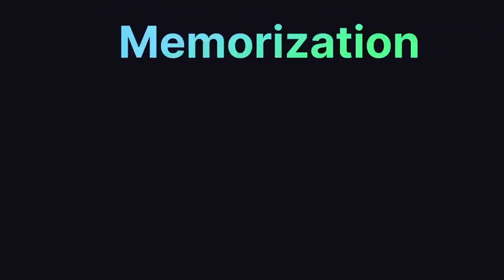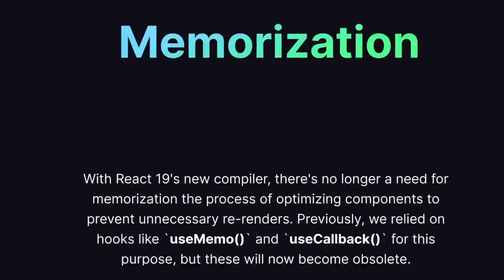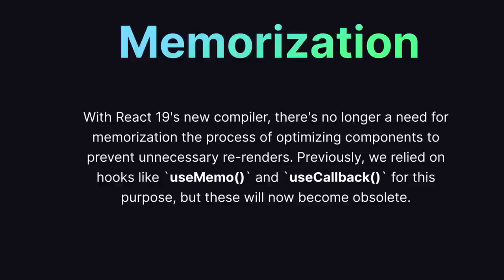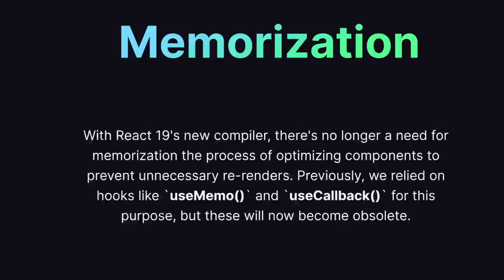Next, we no longer have to care about memoization and stuff like that. With the React 19 new compiler, there is no need for memoization, the process of optimizing a component to prevent unnecessary re-renders. Previously, we relied on the useMemo and also the useCallback hooks for these purposes, but now thankfully they are totally obsolete because of the React 19 compiler.